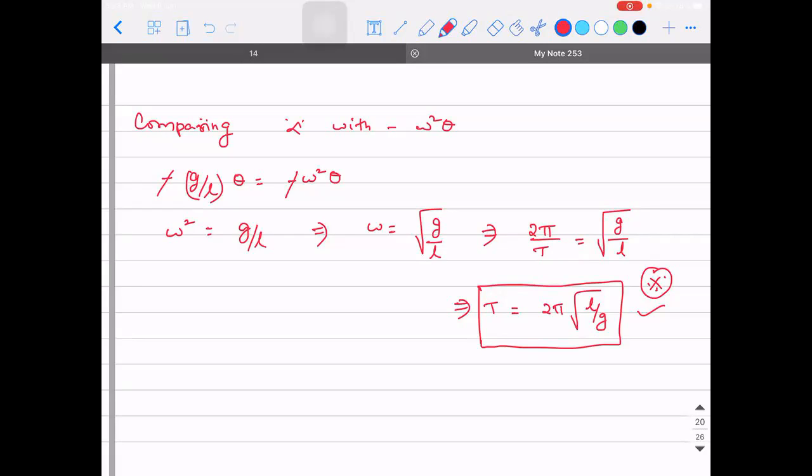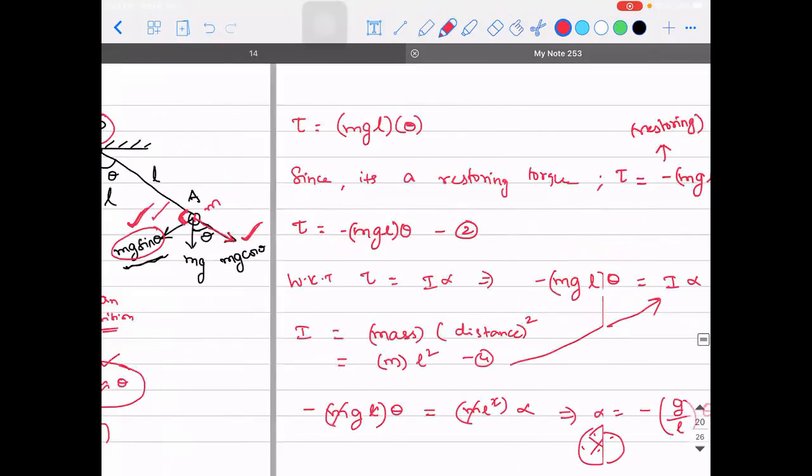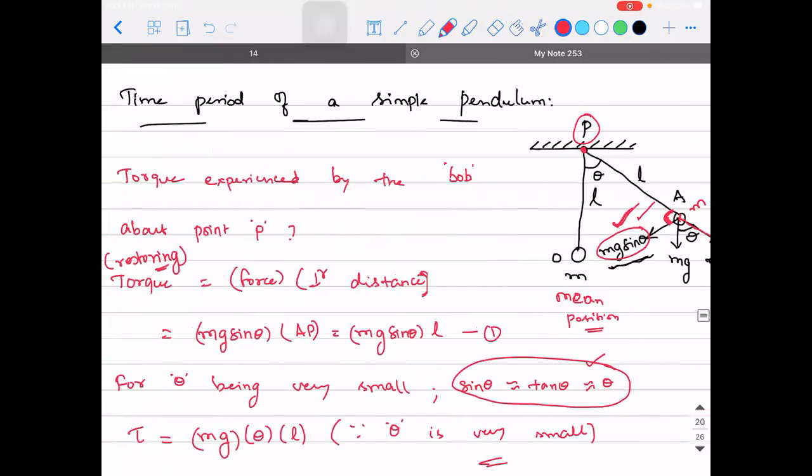Let me know once you're done. So could you go to the starting of the derivation once, and where the torque came in? Yes, sir. Just a minute.